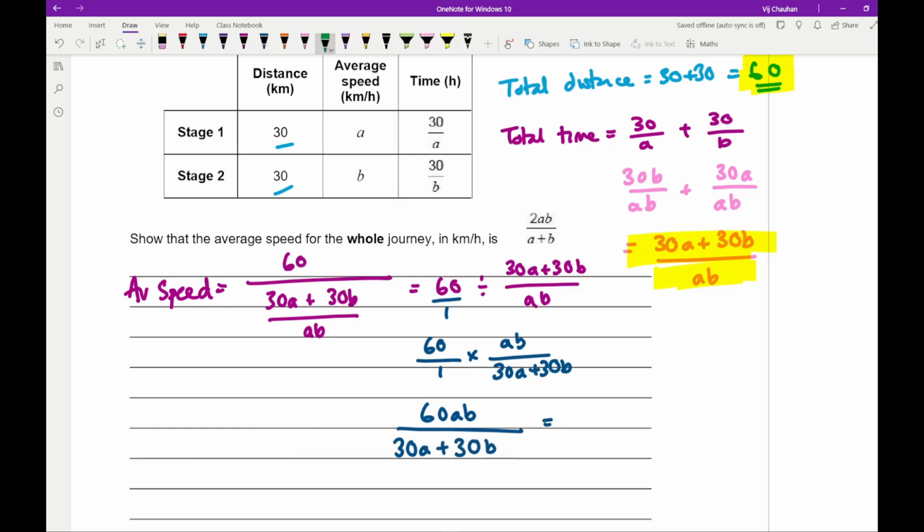Well, let's do that. So if we divide both the top and the bottom by 30, that turns into a 2, that turns into a 1, that turns into a 1. So what I'm left with is 2ab over a plus b, which is exactly what they wanted me to show.